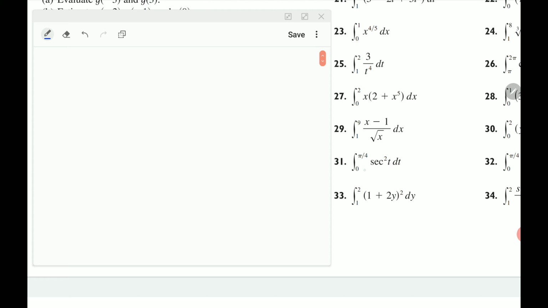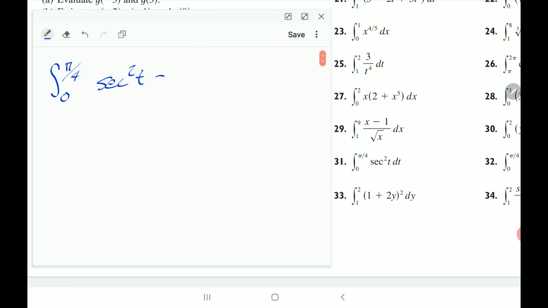So the only trig question I see here is number 31, which is the integral from 0 to pi over 4 of secant squared t dt. All right, and I'm pretty certain, let me look it up real quick, the integral of secant squared. So what's that?